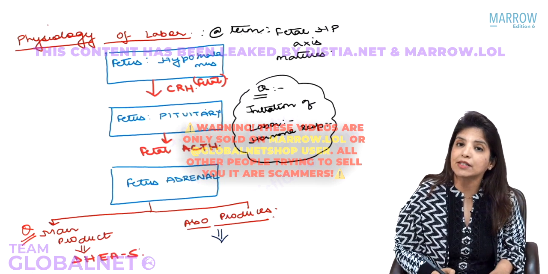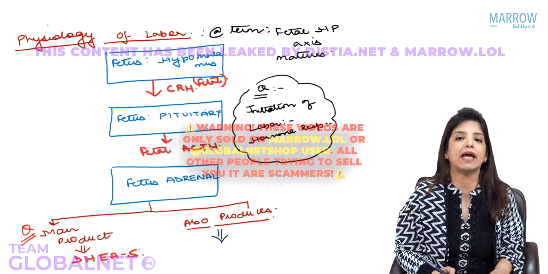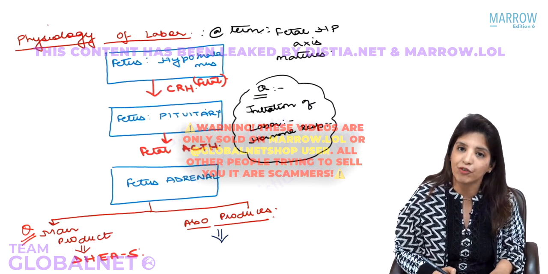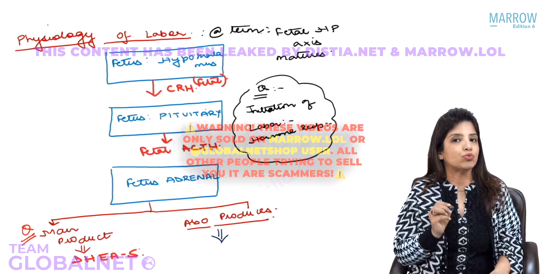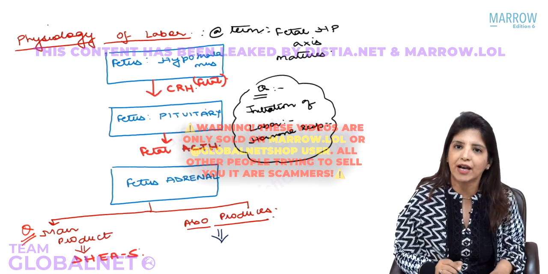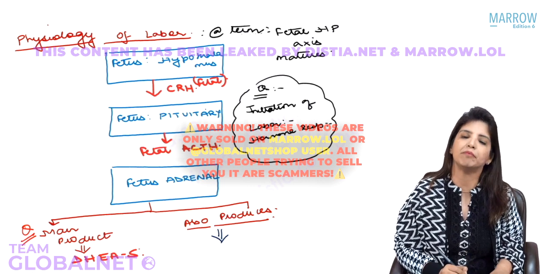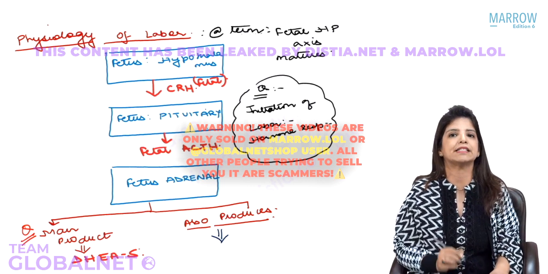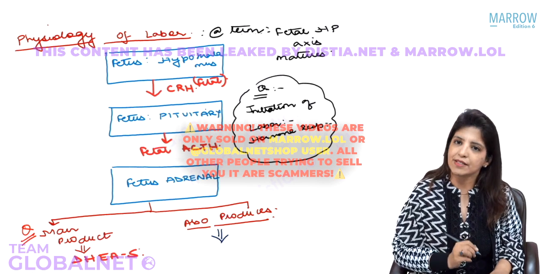What is DHEA sulfate? Dehydroepiandrosterone sulfate. Right? And this is one of the AIIMS questions. They had asked what is the main product of the fetal adrenal gland. So you have to remember that the main product of the fetal adrenal gland is DHEA sulfate.